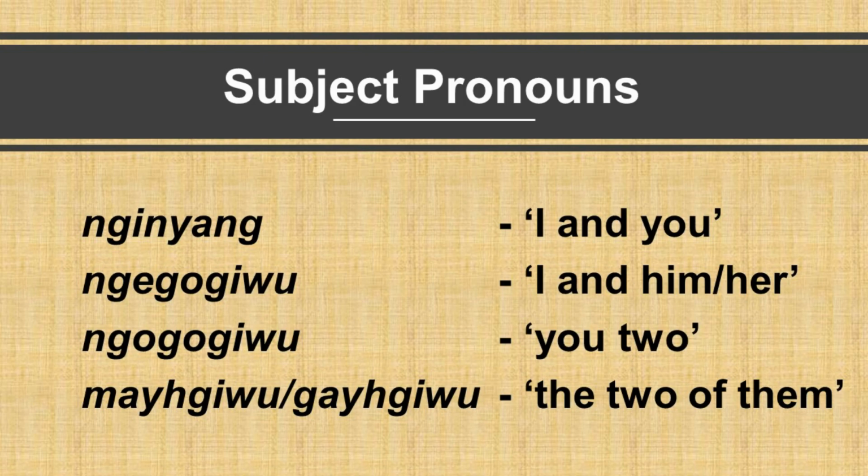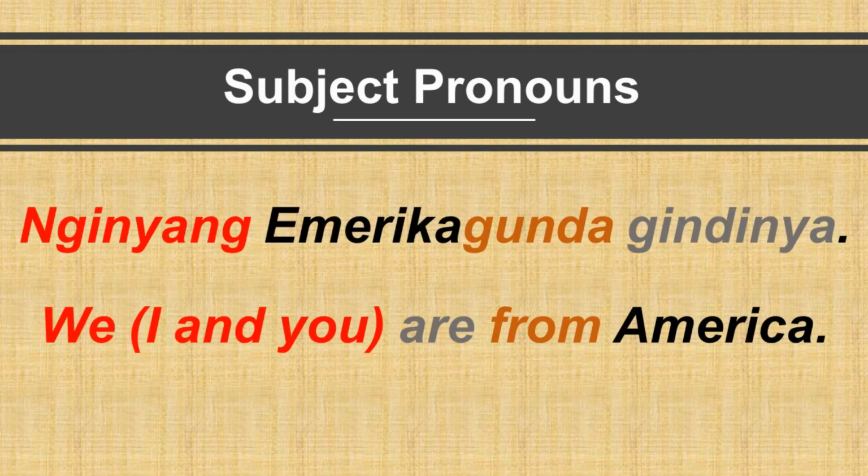Now let's make some sentences with the dual pronouns. For example, if you want to say something like we are from America, and you mean that it's the speaker and the addressee, both of them are from America, then you would say 𝗟𝗏𝗏 America gunda gindinya. That means I and you are from America. 𝗟𝗏𝗏 America gunda gindinya.